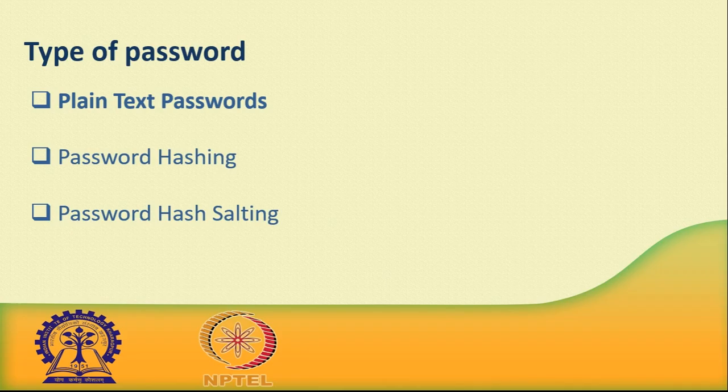MD5, which is extremely popular, spits out 128 binary digits. SHA-2 has a 256-bit output.